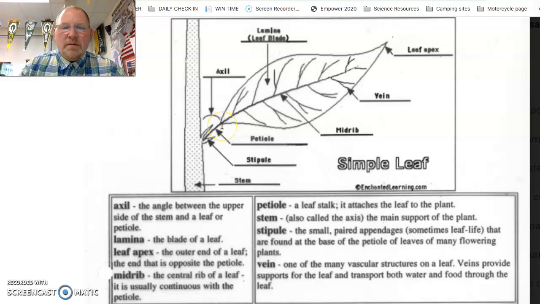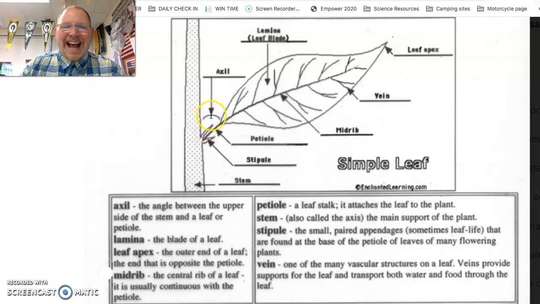Some plants, flowering plants, have another set of little leaves here right at the base of the petiole, and these are called stipules. Okay, these are stipules. Not every plant or flowering plant has them, but some do.